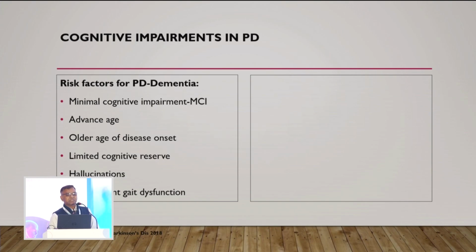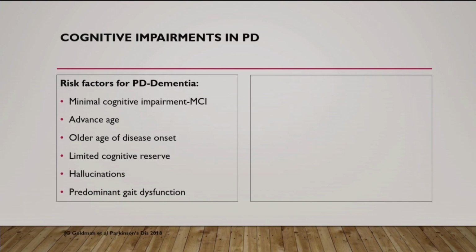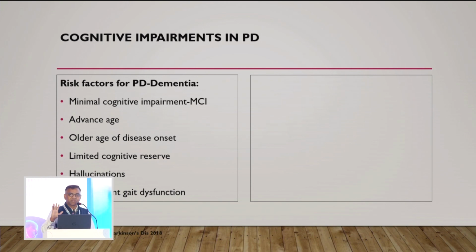Cognitive impairments are common, but it happens later in the course of Parkinson's disease. So remember, here we are talking about Parkinson's disease. So, risk factors for PD dementia. PD dementia is different from dementia with Lewy bodies and the other conditions I mentioned. PD dementia happens late in the course of illness, right? So the patients would have minimal cognitive impairment.